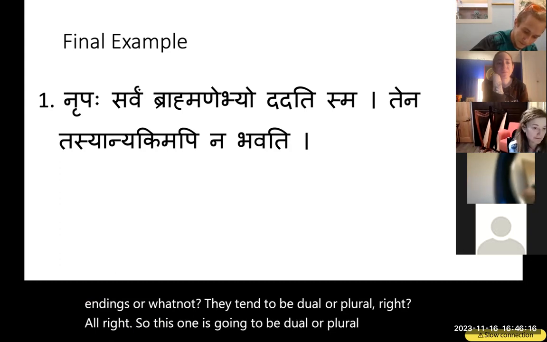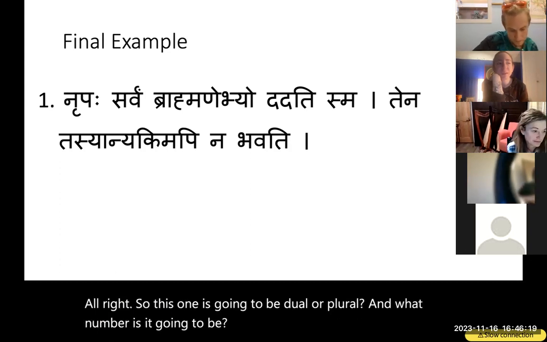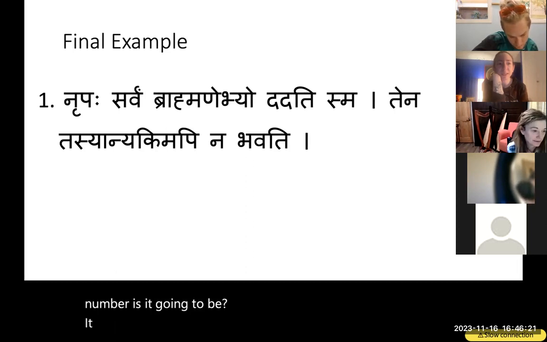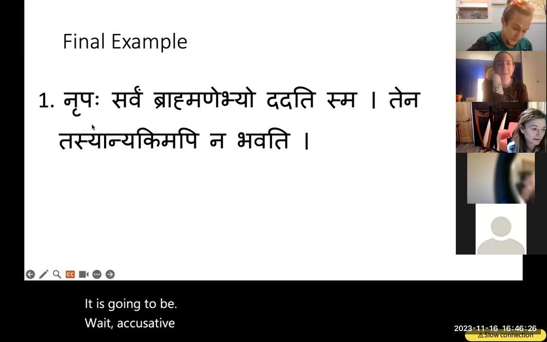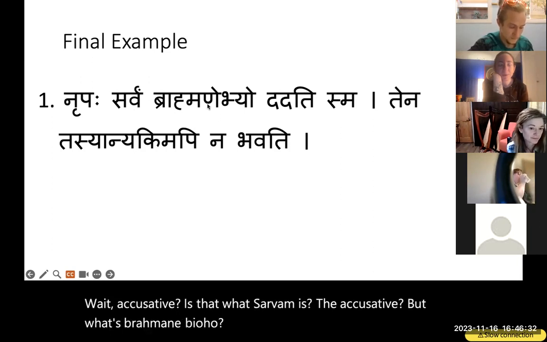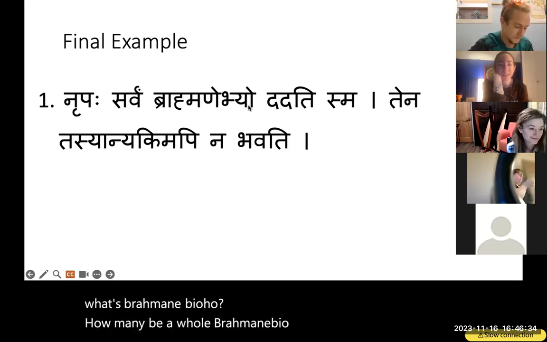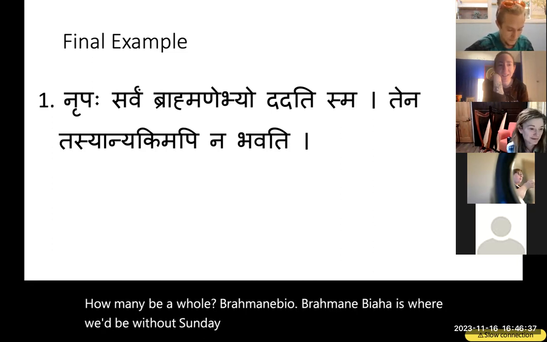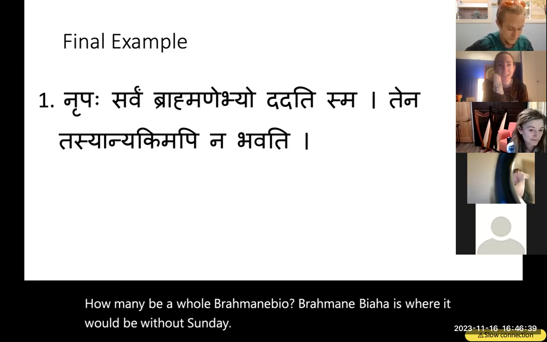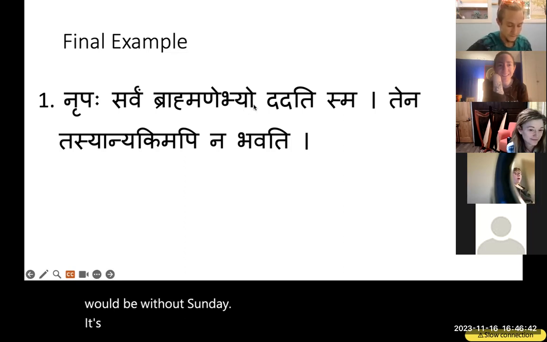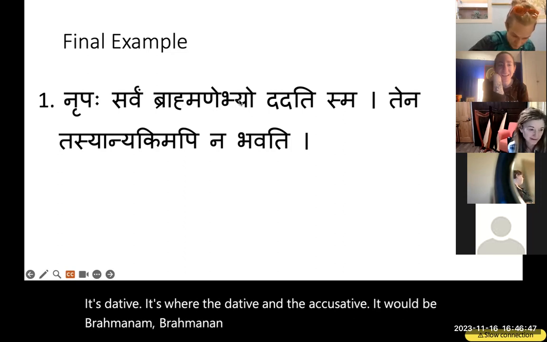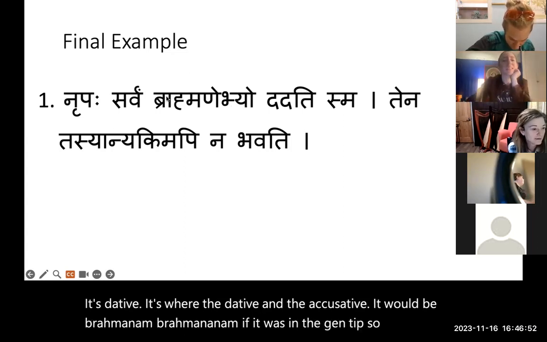And what number is it going to be? Wait, Sarvam is the accusative, but what's Brahmanebhyoho? Brahmanebhyaha is what it would be without Sandhi. Genitive. It's dative. It's where the dative and the accusative. It would be Brahmananam if it was in the genitive. So to the plural Brahmins.